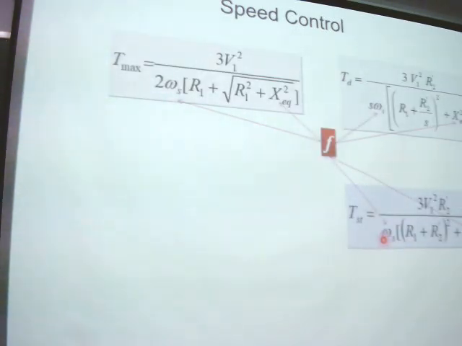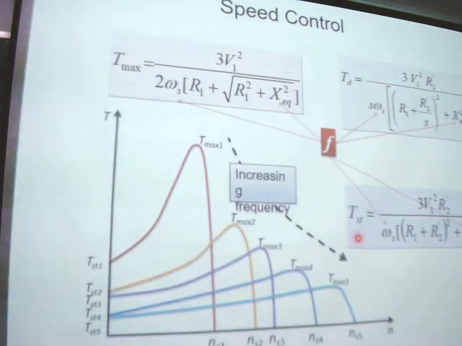So let's see the three equations about the maximum torque, the developed torque, and the starting torque. We can notice that when the frequency increases, the torque decreases. You see there, the frequency 1, 2, 3, 4, 5. For the fifth one, the frequency increases to the maximum, but the torque is low. The torque is low.